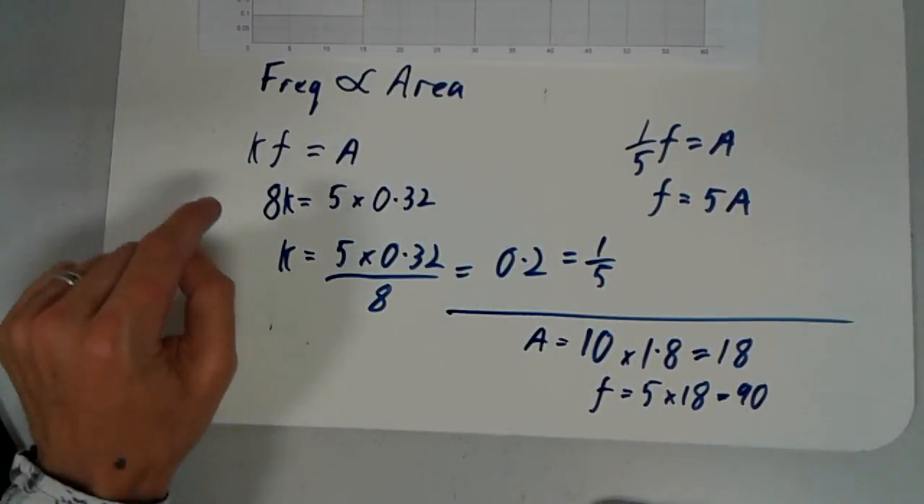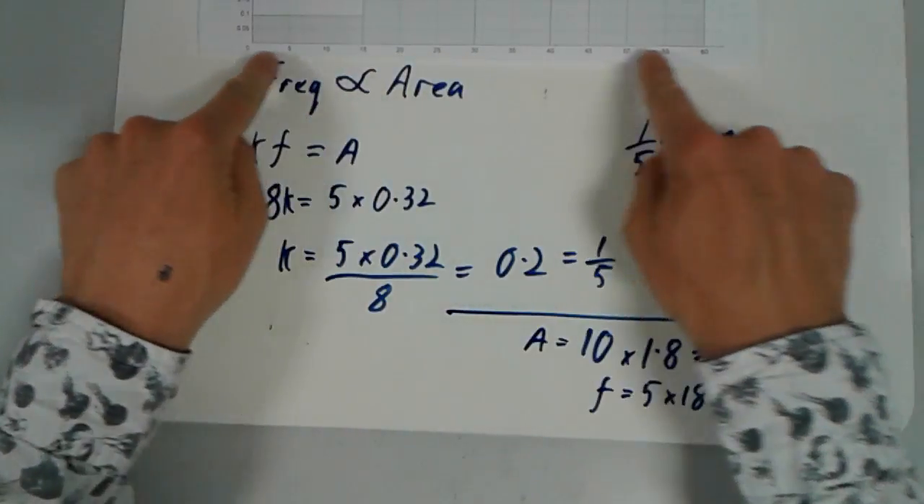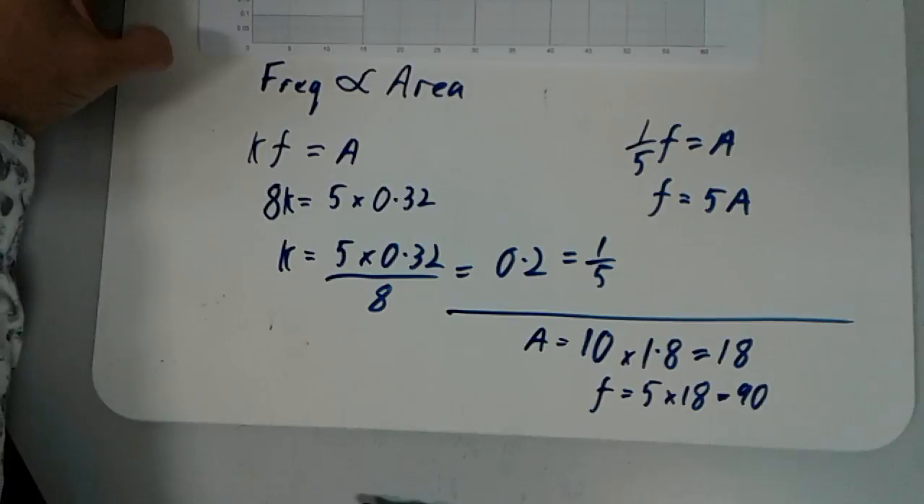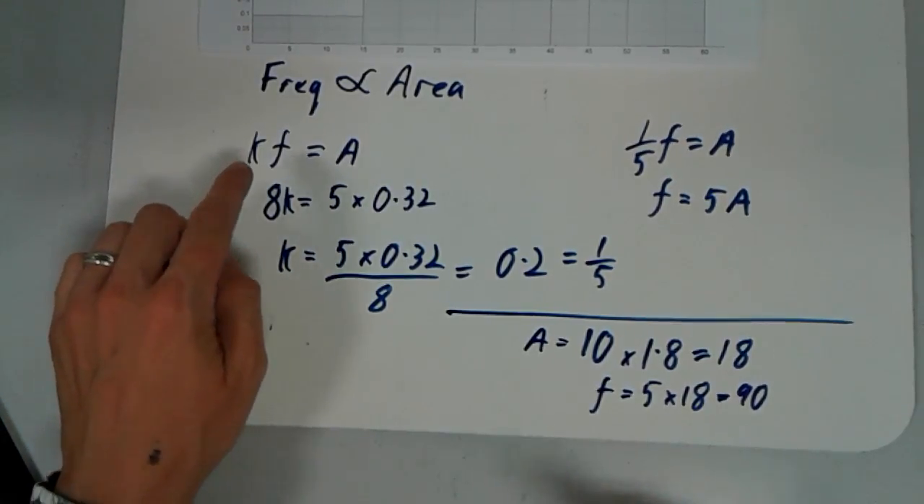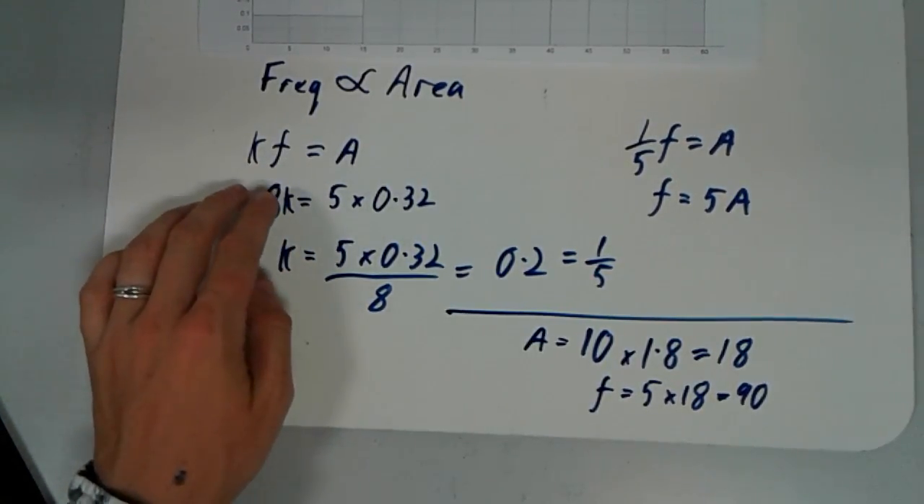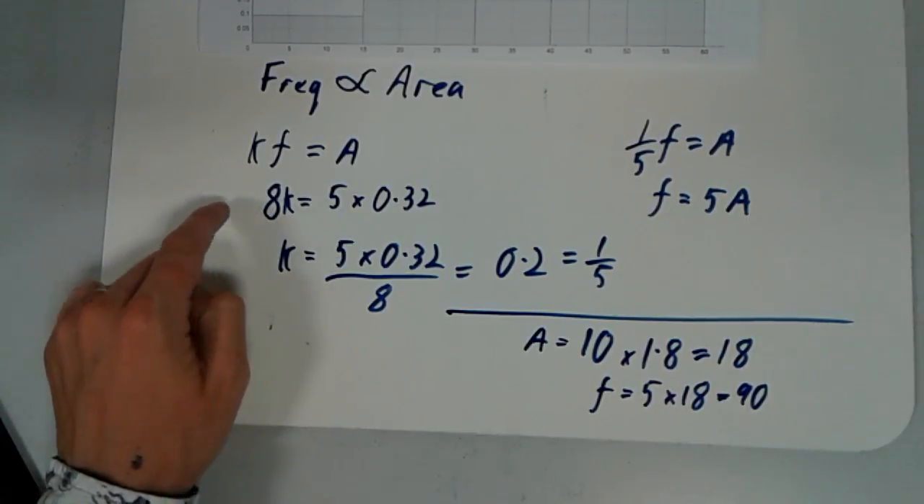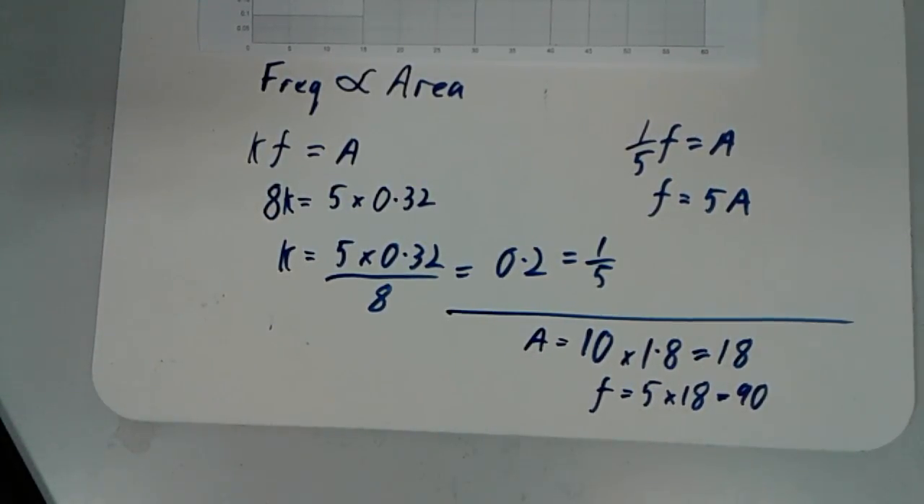Okay, quick summary of the key points for histograms. First of all, it must represent continuous data. We have frequency density up the side, and finally, frequency is proportional to area. Therefore, we need to find that constant of proportionality in order to find areas. And that's how we can work with histograms.